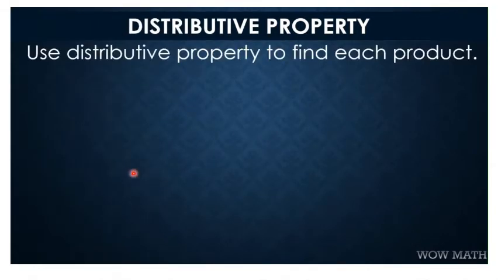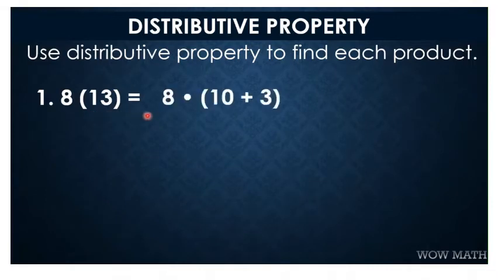Okay, use distributive property to find each product. Actually, we can also apply distributive property when we are multiplying numbers. Okay? So, like this. So, yung kapag medyo we cannot solve numbers mentally, we can apply distributive property. How? So, if I have here 8 times 13, we can have it 8 times 10 plus 3. Since 10 plus 3 is equal to 13.